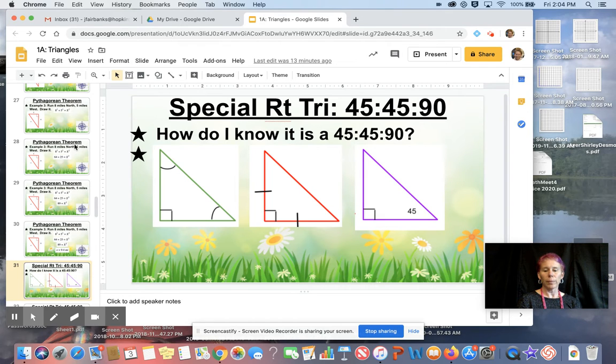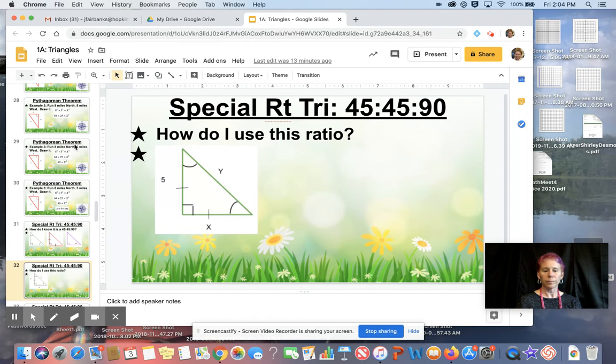And then in the purple triangle, we have one angle that's 45, one that's 90, therefore the other must be 45 as well. Any of those markings would be enough to move forward and use these side ratios. So let's start. We have our green triangle with a leg of 5. I don't know the other leg, x, and we're going to call the hypotenuse y. Well, it is a 45, 45, 90 triangle, so the legs are the same. So I do know that the other leg is 5.